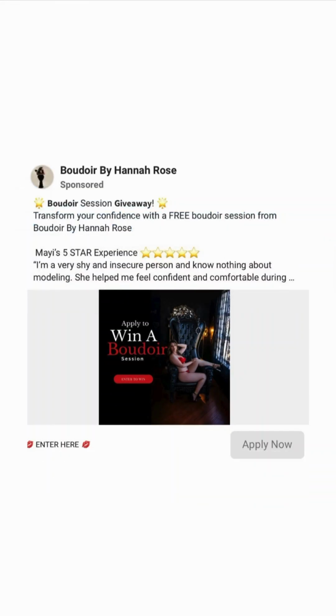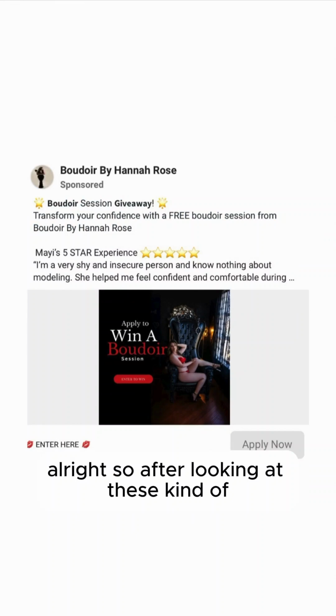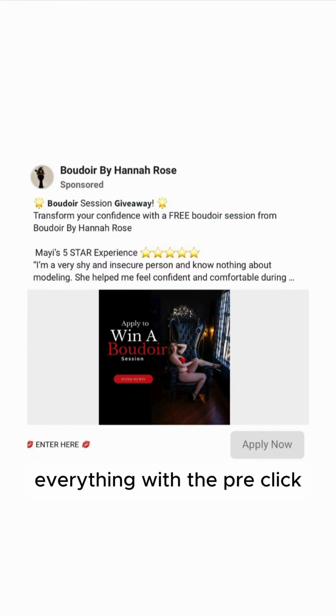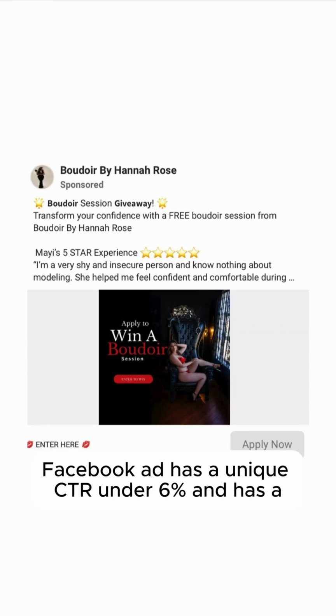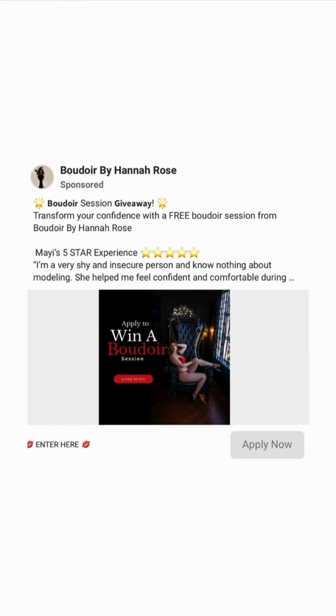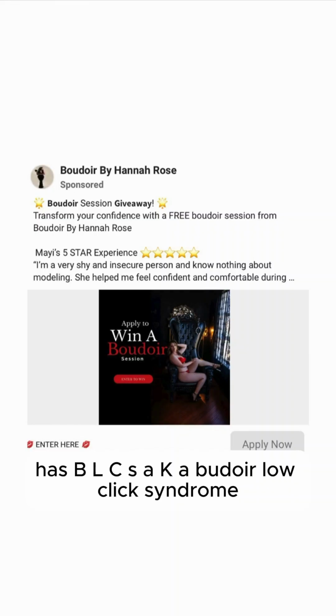All right, so after looking at everything with the pre-click, my diagnosis is yes, this boudoir Facebook ad has a unique CTR under 6% and has BLCS, aka boudoir low click syndrome.